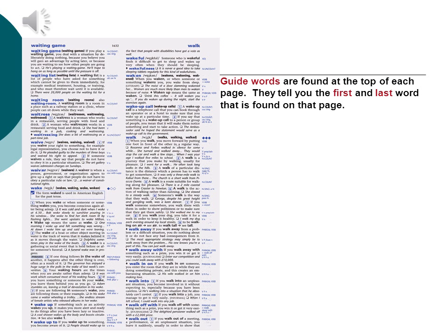Here is an example of a dictionary page. Notice that the guide words are found at the top of the page. This page starts with the word waiting and ends with the word woke.